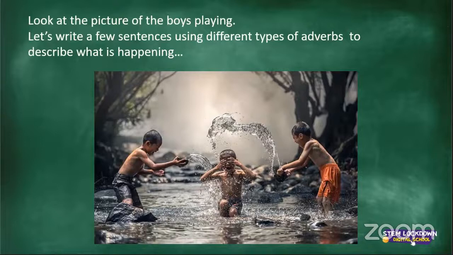Oh, Nia, you've seen it before. Yes, this is a free picture. That's why we can use it. Probably other teachers might have used it as well.